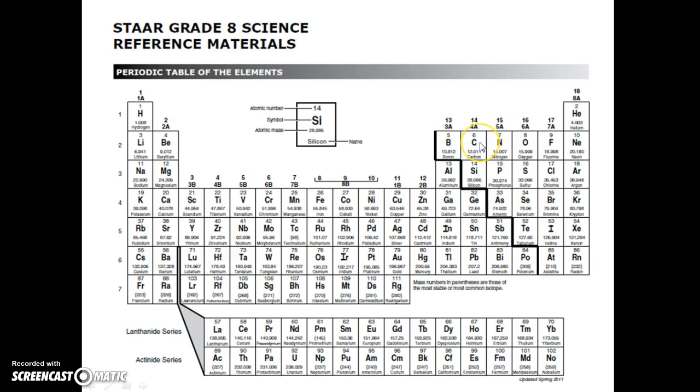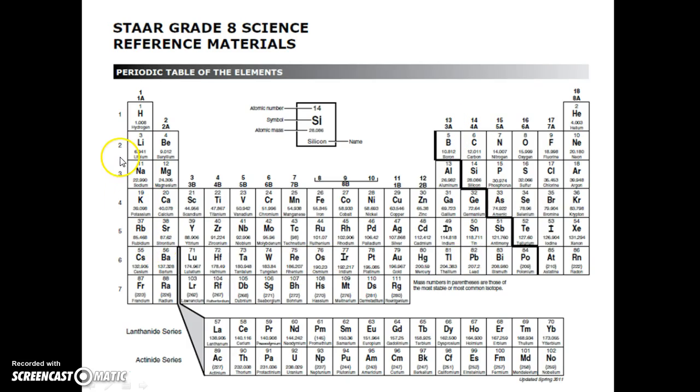Now, let's find carbon on the periodic table. Carbon is here. It is in group or column 14. The number below the group number, which is 4A, tells us the number of valence electrons that each atom in this group or column will have. So carbon, which is in group or column 14, has 4 valence electrons.